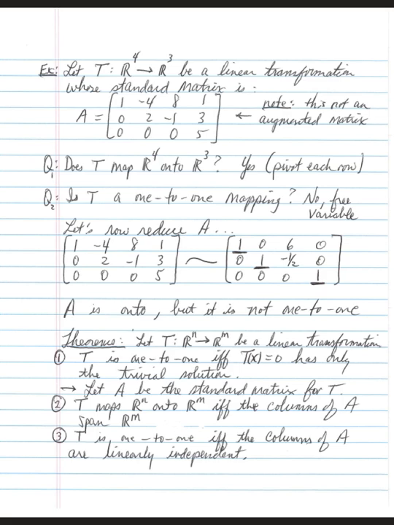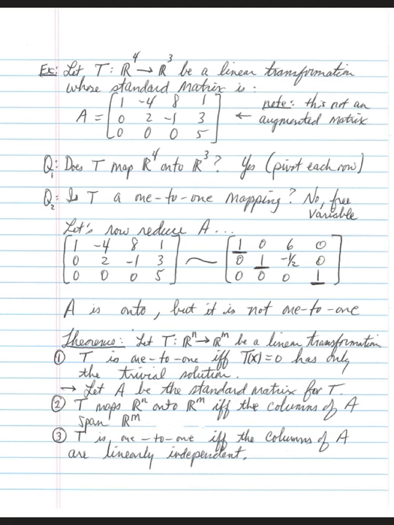Theorem, let T be the linear transformation from Rn to Rm. T is one-to-one if and only if Tx equals 0 has only the trivial solution. That goes back to having a pivot in every column, because you can have a specified answer for each entry of your vector. Let A be the standard matrix for T, and then T maps Rn onto Rm if the columns of A span Rm.